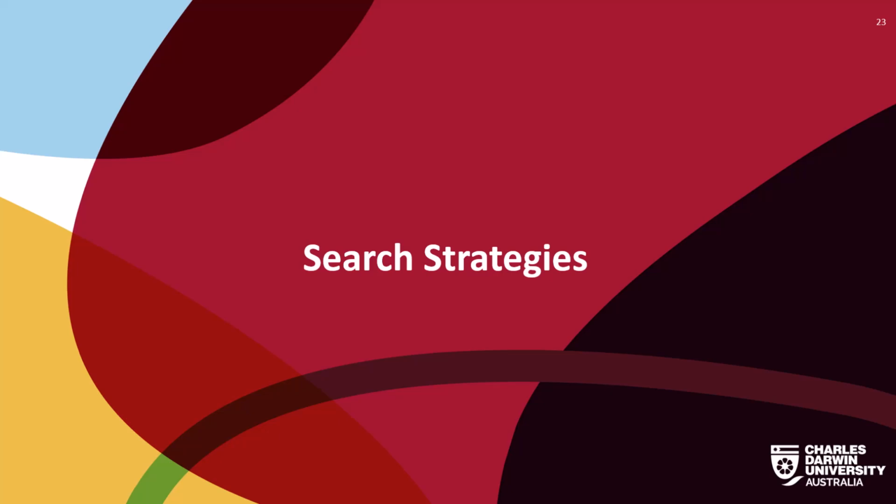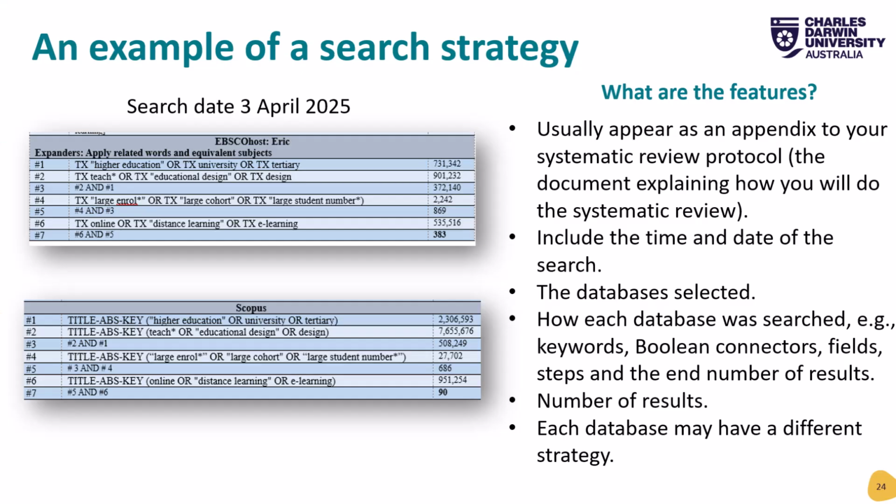Next, let's move on to search strategies. A search strategy is important for a systematic review because it must be reproducible. Some of the features of a search strategy for a systematic review is that they usually appear in the appendix of your systematic review protocol. The protocol is the document you use explaining how you would do the systematic review.